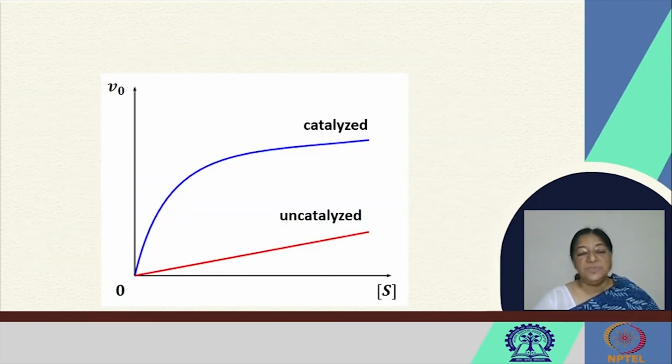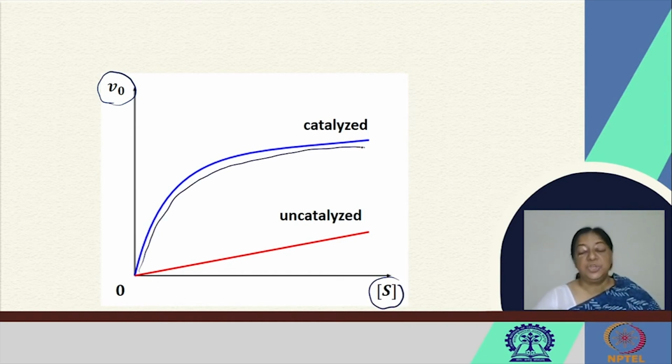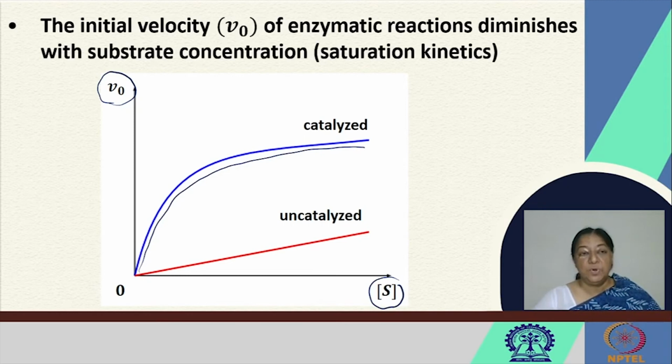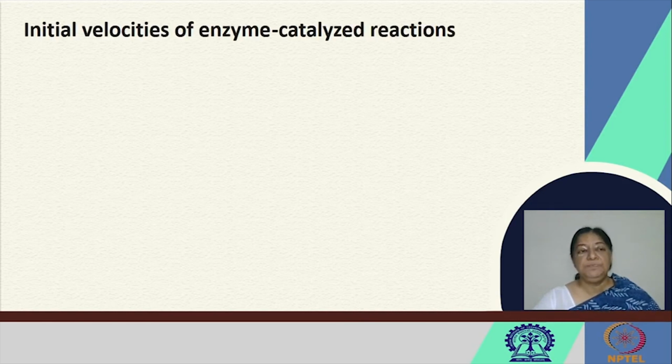As we look at the initial velocity now versus the substrate concentration, we see that in a catalyzed reaction, we can reach this saturation much earlier than before. So the initial velocity of this enzymatic reaction plateaus with substrate concentration, giving us saturation kinetics, indicating that with time, the enzyme is saturated with the substrate and further reaction is not possible.